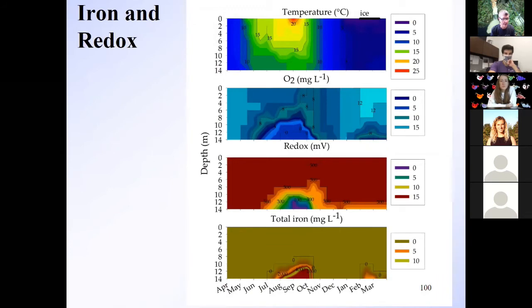It's dimictic. Cassie got it right. Yeah, it's dimictic, right? So it's not going to be mixing in the winter when the ice is over it, and it's also not mixing when it's stratified in the summer. So the two periods of mixing are here and here.